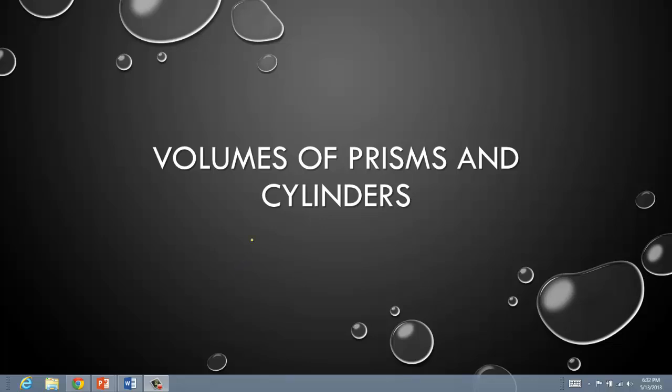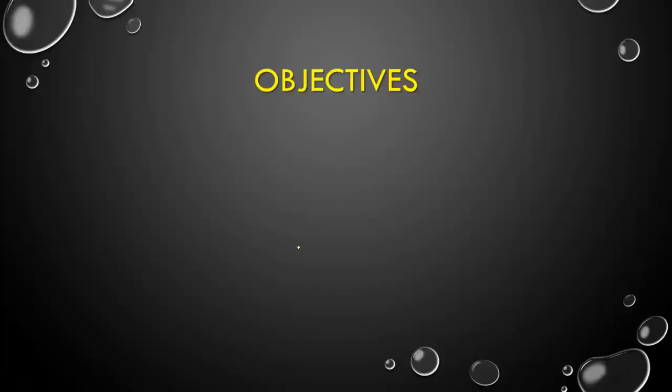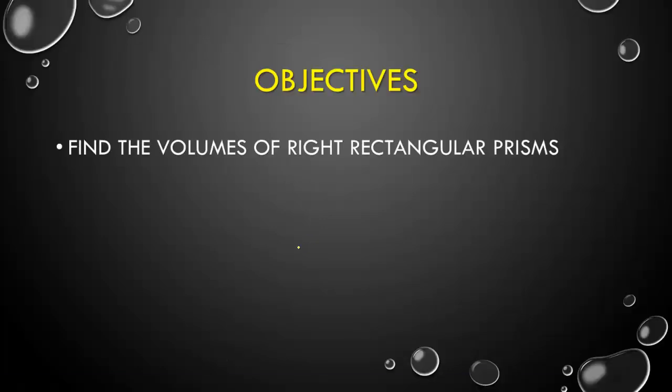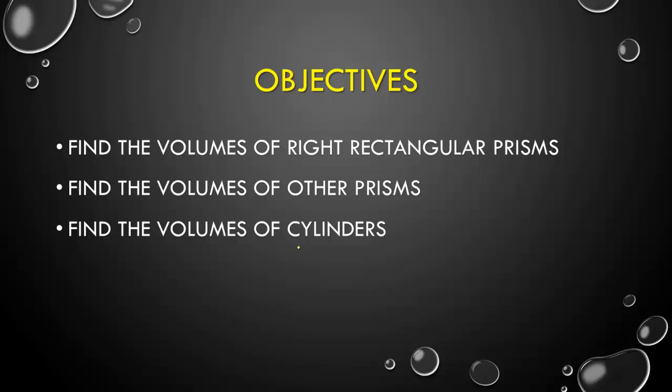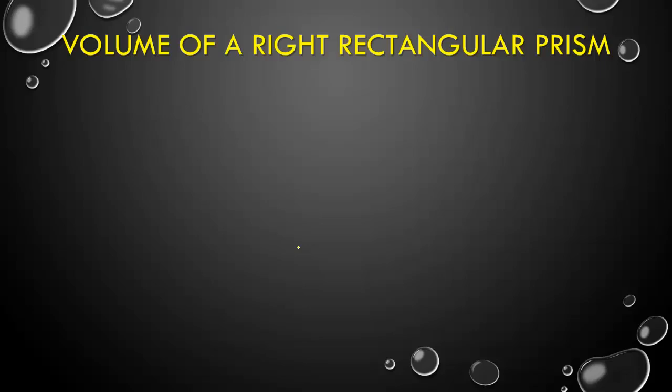All right, so we get into volume now. So today is volumes of prisms and cylinders. All right, so your objectives: to find the volumes of right rectangular prisms, to find the volumes of other prisms, and to find the volumes of cylinders. Pretty straightforward. All right, let's start with the volume of a right rectangular prism.